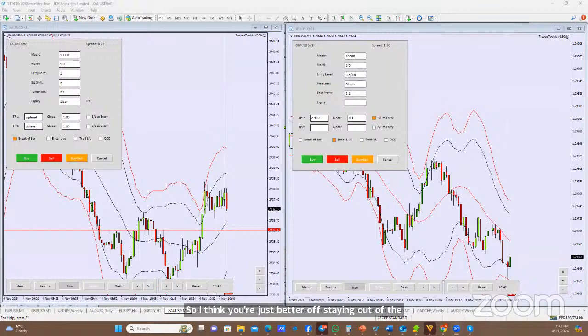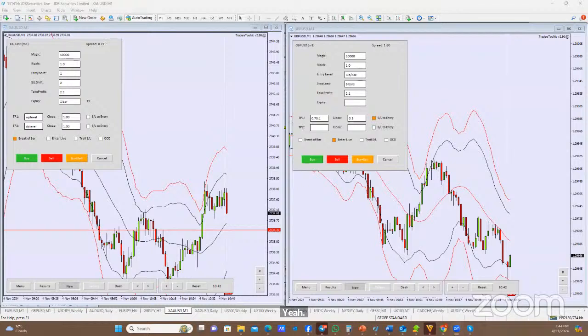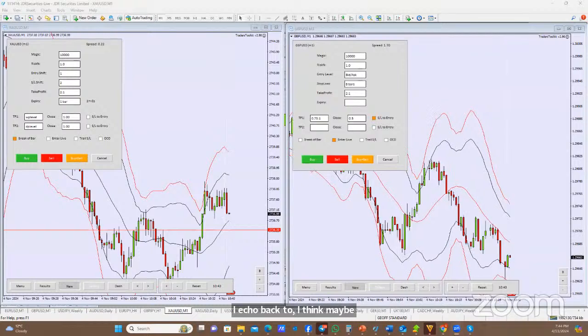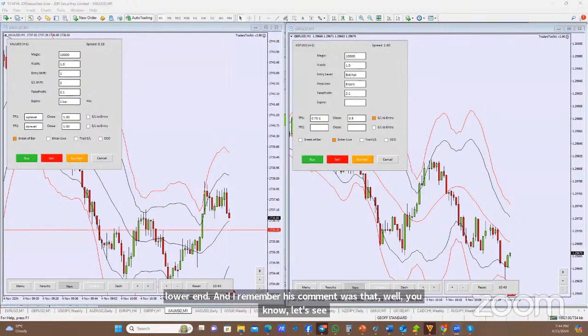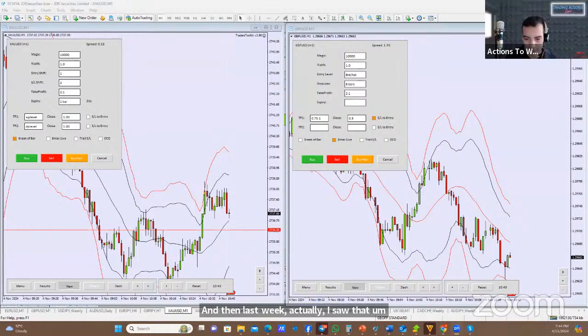Thoughts, if I may. I echo back to, I think maybe a couple of Sundays ago, Gordon was doing the Sunday market update, and he mapped 2 levels for the S&P, with 2 tails, one on the high end, one on the lower end. I remember his comment was, let's see where the market breaks out of either way, and that will be very telling. And then last week, I saw that it broke down, actually. Earnings or something like that.